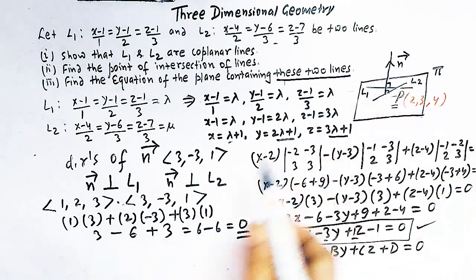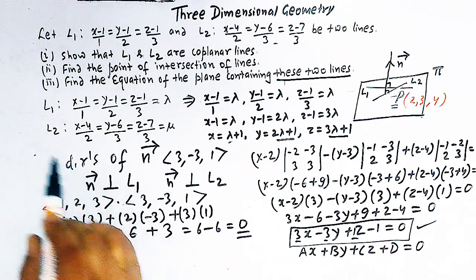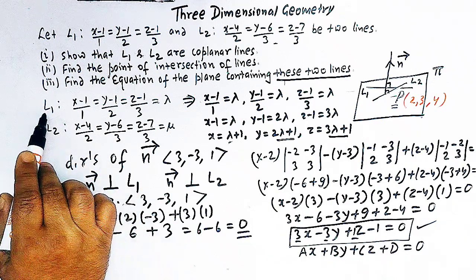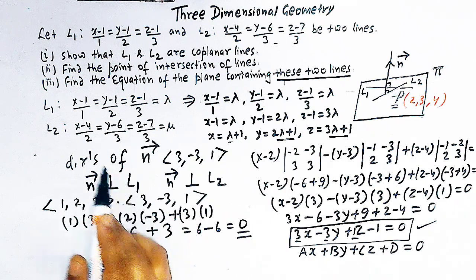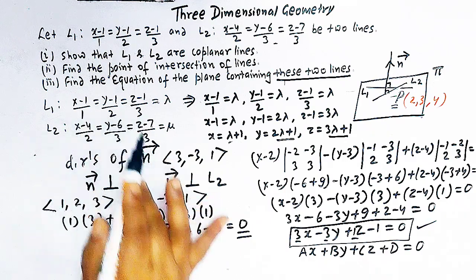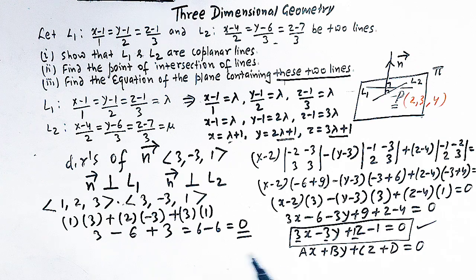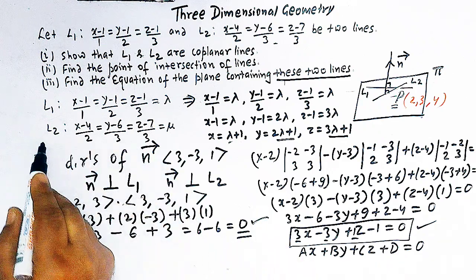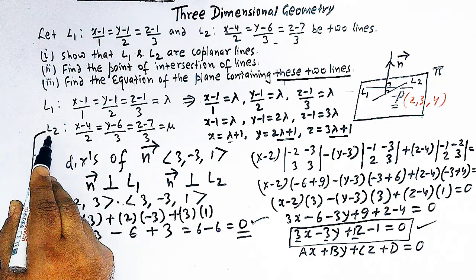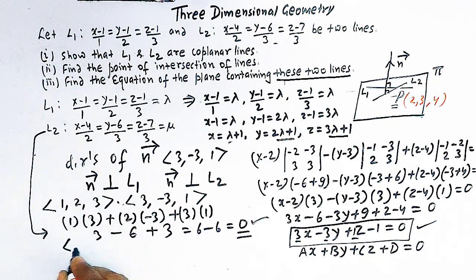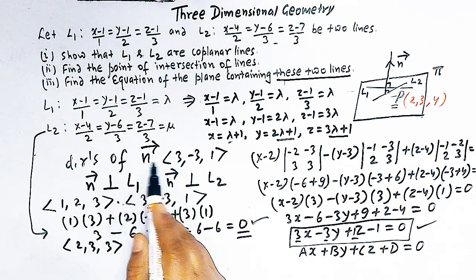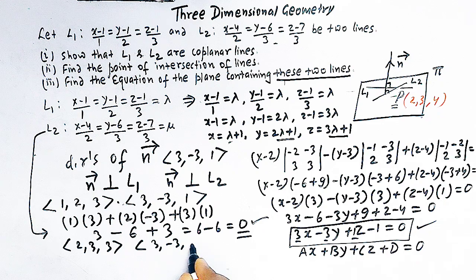and this suggests that this vector n is perpendicular to this line L1, because the direction ratios of the line L1 are given by 1, 2 and 3, and we know that when two vectors are perpendicular, their dot product must vanish, right? So here we have 0, and similarly we can now write the direction ratios of this line L2 as 2, 3, and 3. And here the direction ratios of the normal vector are 3, minus 3, and 1.